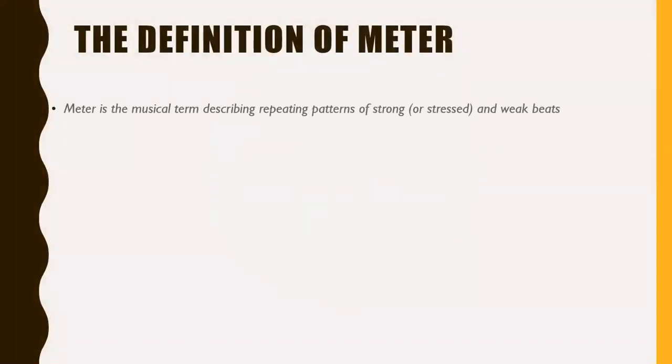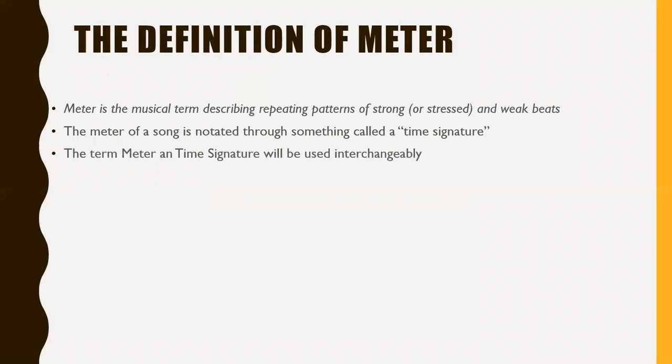So the definition of meter is a musical term describing repeating patterns of strong and weak beats. That may seem confusing, but when our pattern has 4 beats in it and the first one is strong, boom, boom, boom, boom, we can say, oh, the meter must be 4, repeating patterns of 4. This is notated through your time signature. The terms meter and time signature I will use interchangeably. I'll mainly use time signature because that is what we are learning as drummers.